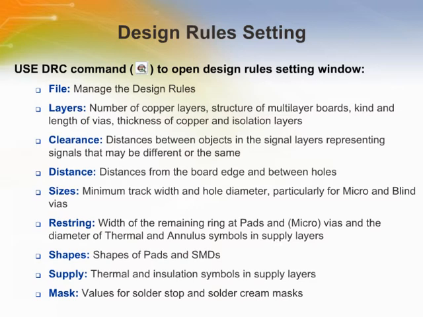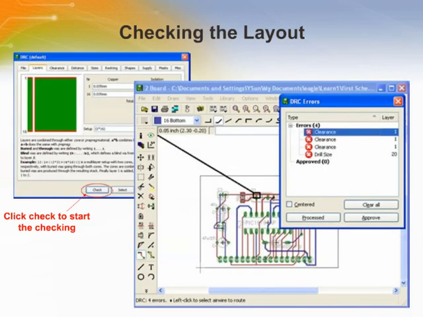The design rule check is carried out at the end of a board design. All the parameters relevant to the board and its manufacturer are specified in the Design Rules box. Use the Design Rule Check command to open the Design Rules setting window. When you finish the Design Rules setting, start the error check by clicking Check.